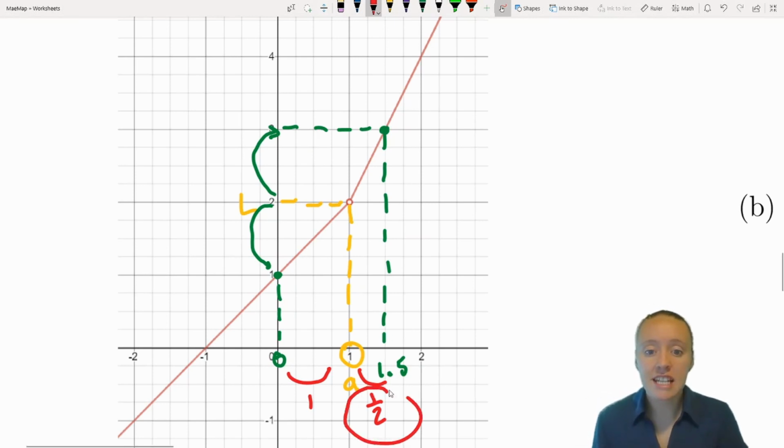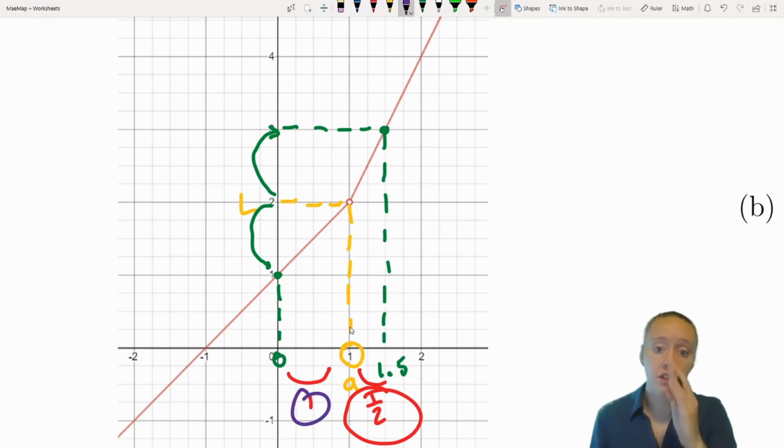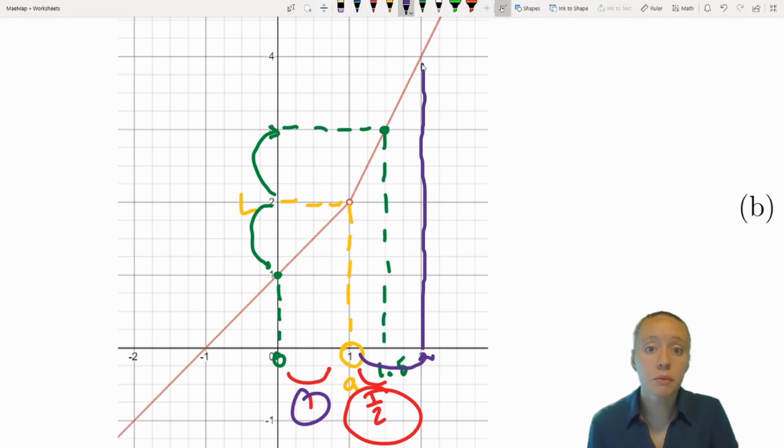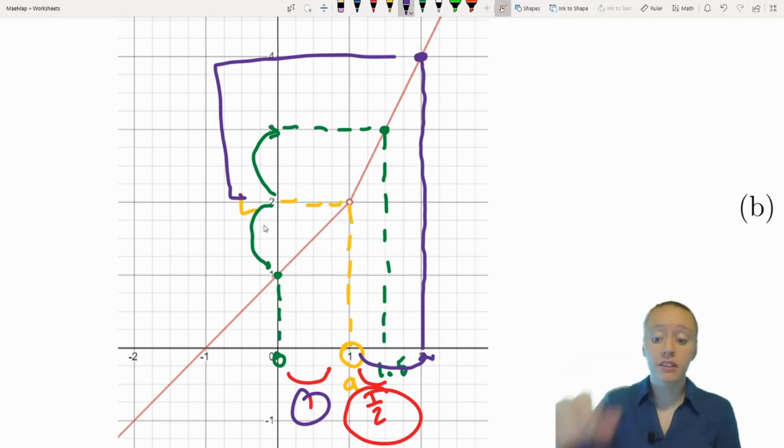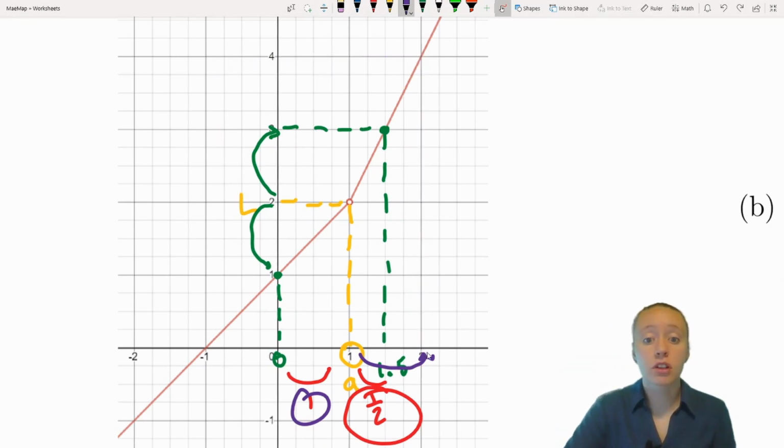So delta is 1/2. If I attempted to use that larger value, 1, think about moving a delta value of 1 to the right of a. That would bring me to 2. And if I was at 2, my function would be at 4. And you can see now that that change from 4 to my limit value L of 2 is no longer 1. It's now greater than 1. That's why we take that smaller value.